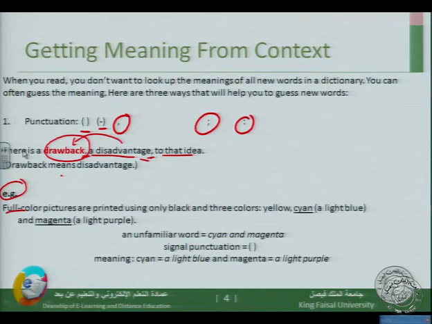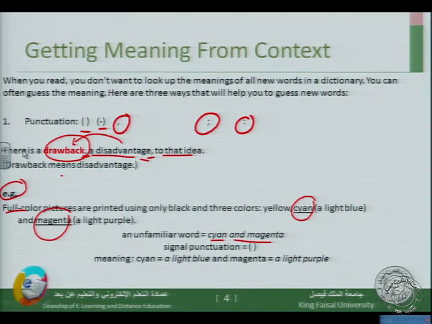If you read here, full color pictures are printed using only black and three colors: yellow, cayenne (a light blue), and magenta (a light purple). Okay, if you look at these underlined words, I guess these are unfamiliar even to me. We don't know the meaning of these words since maybe they are not from the English language. Maybe they were borrowed from another language. So these are unfamiliar words, cayenne and magenta.